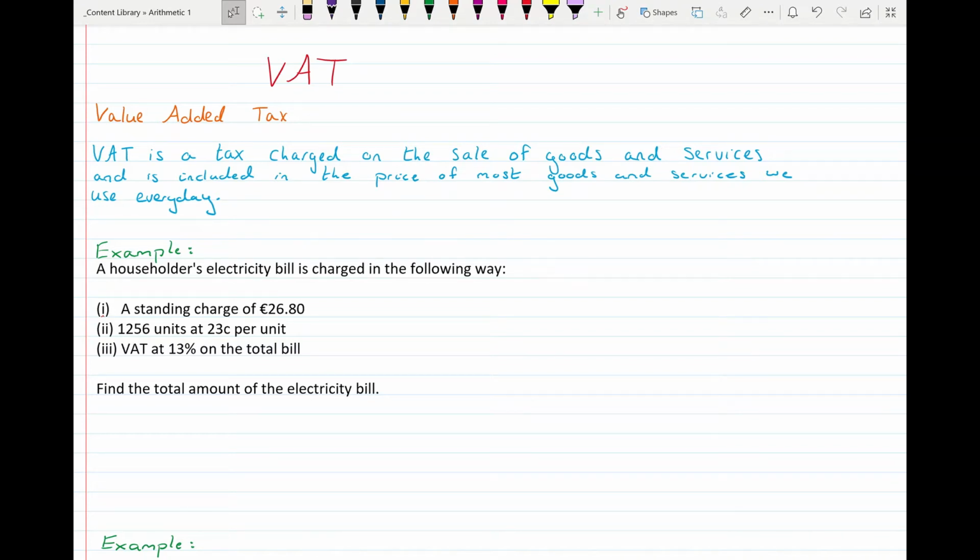We're continuing looking at arithmetic and financial maths, and we've covered income tax previously, and now we're going to look at VAT. So VAT stands for Value Added Tax, and VAT is a tax charged on the sale of goods and supply of services and is included in the price of most goods and services we use every day.